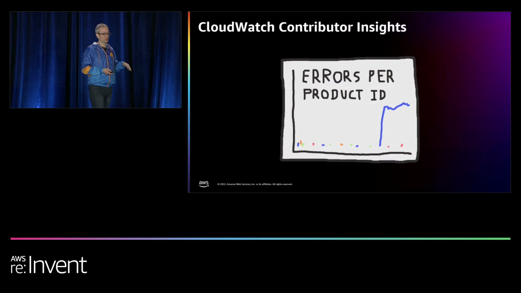But let's go to an extreme high cardinality case. I might not actually want a different metric for every one. Like I might actually even care to look at errors per product in my catalog.